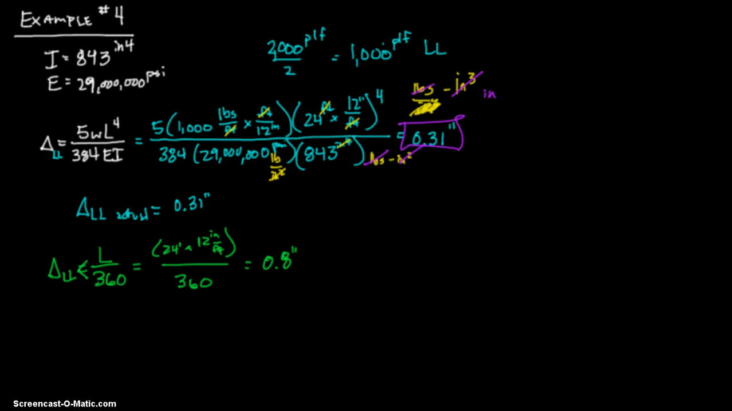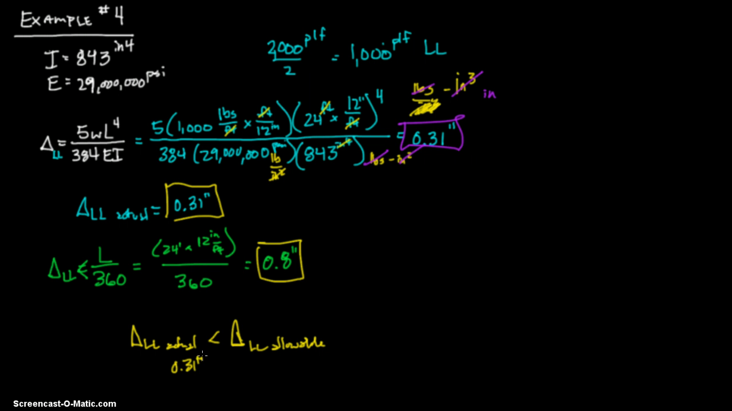So this is our allowable. This is our actual. So you need to say actual needs to be less than, sorry, it's supposed to be a delta, live load allowable. And that is correct because our actual is 0.31 inches, and it is in fact less than 0.8 inches. So we are good. Good for deflection.